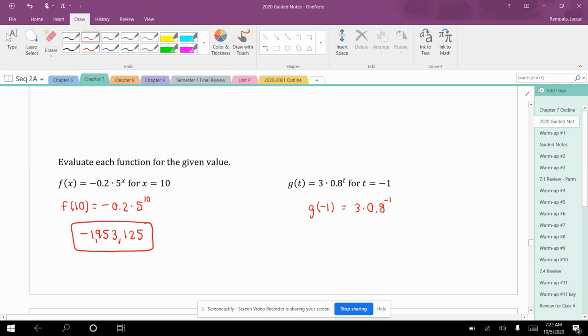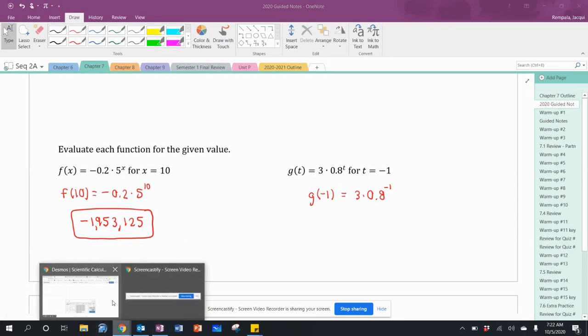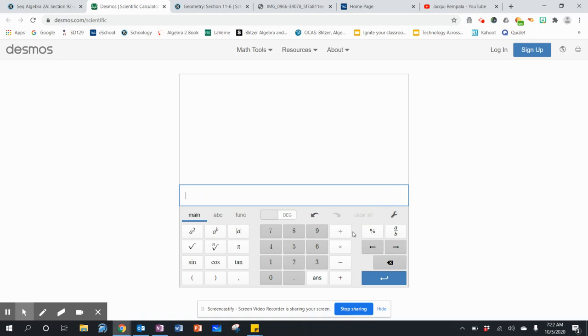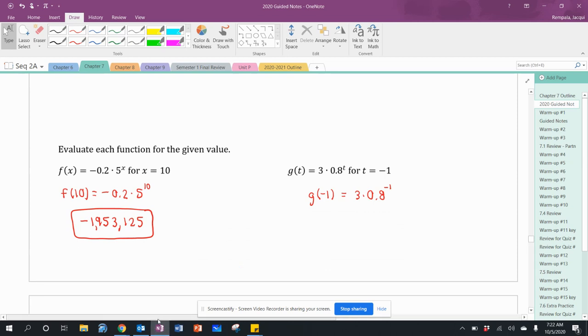So once again, I'm going to go to my calculator and do that. So I'm going to clear this. We've got 3 times 0.8. Once again, I'm hitting this a to the b power to get to the exponent, and I want a negative 1. And as you can see, we've got 3.75. Okay, so it's okay that it's a decimal here. Notice that this right here, it's actually letting us convert to a fraction. So it could be a fraction, but I'm going to leave it as a decimal. So 3.75 would be my answer there.